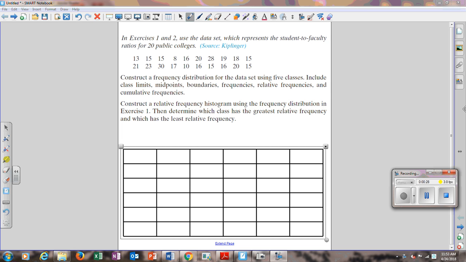if we're going to do 5 classes, we first have to do the biggest number minus the smallest number. So your biggest number is 30, smallest number is 8. Do 30 minus 8 and divide that by 5. That's going to give you 4 point something. I think 4.4. So we have to round that up to 5.